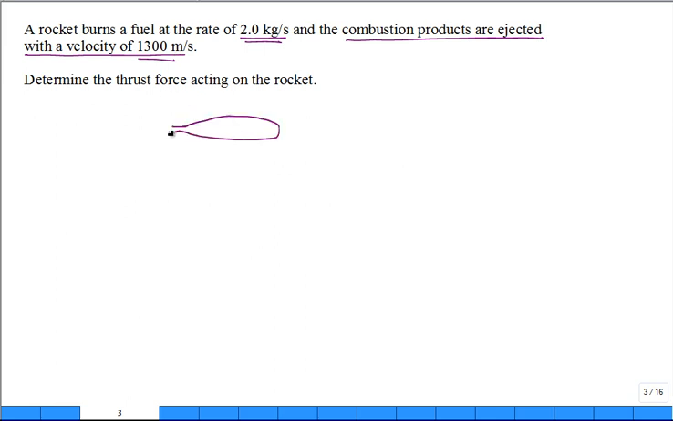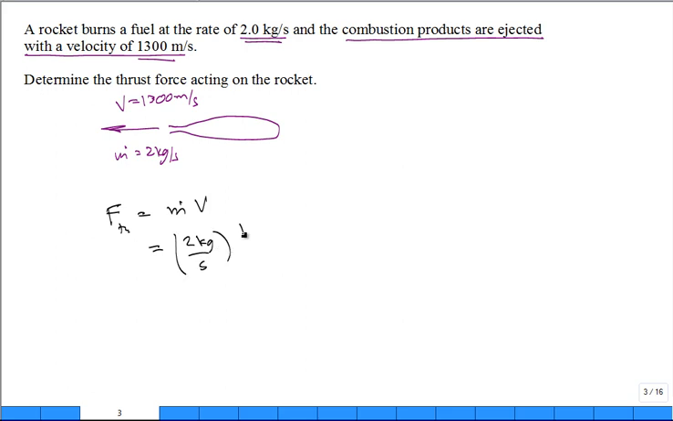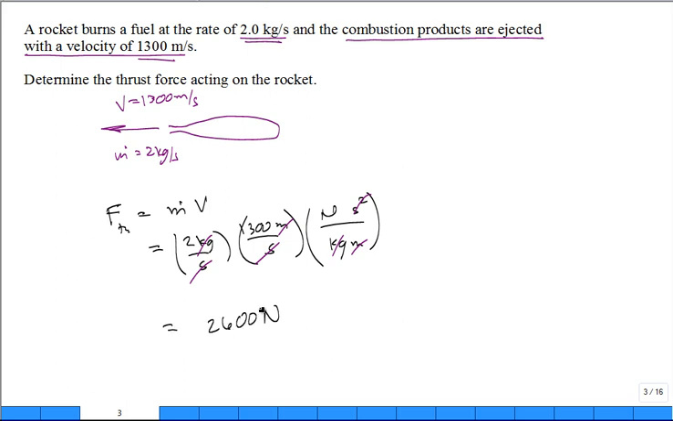Maybe I'll just put it horizontal, and we have the 1300 meters per second, m dot 2 kilograms per second. What is that thrust force? Is it really just the product m dot v? Let's run it down. 2 kilograms per second, 1300 meters per second. What's a Newton? Kilogram meter per second squared. And sure enough, kilograms go, seconds squared go, meters go, and we're left with the particular unit of 2600 newtons.